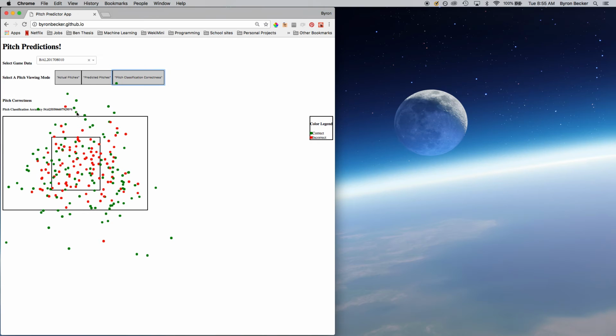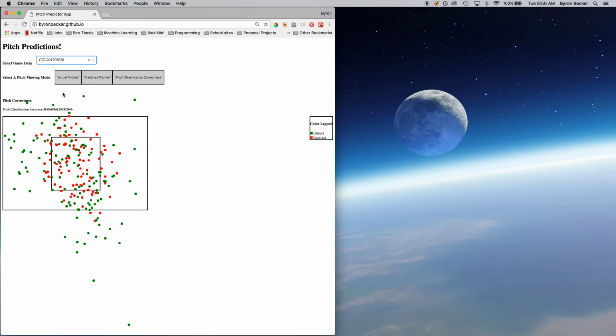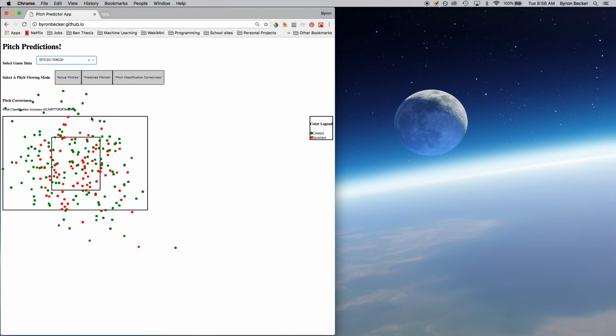We can also see the overall pitch classification accuracy, so what percentage of outcomes were classified correctly by my algorithm. We can go to a different game, and this one has a little bit higher accuracy. A game with Colorado, 58%. Maybe a game with San Francisco. This is pretty high, 63.3%. I think the overall accuracy of all these games over 2 days' worth of data was around 59%, which is quite a bit better than the baseline of a 1 in 4 guess.